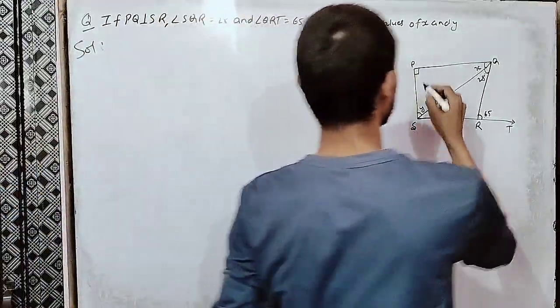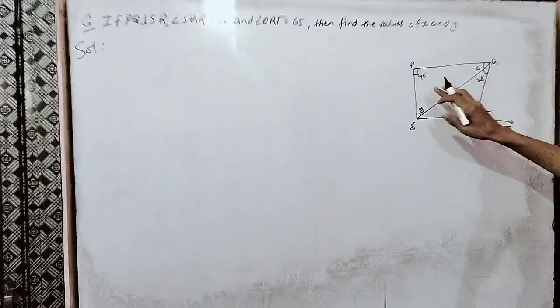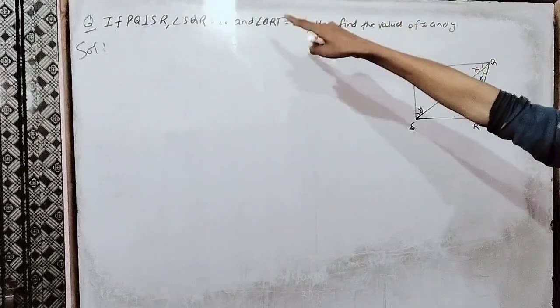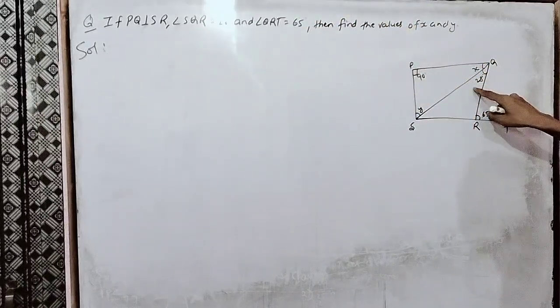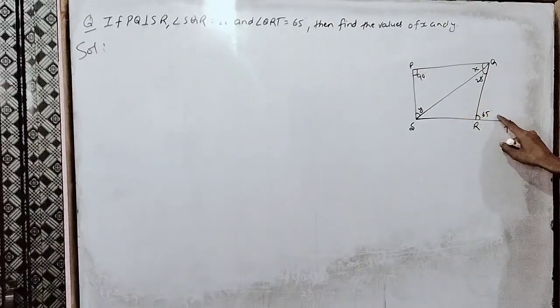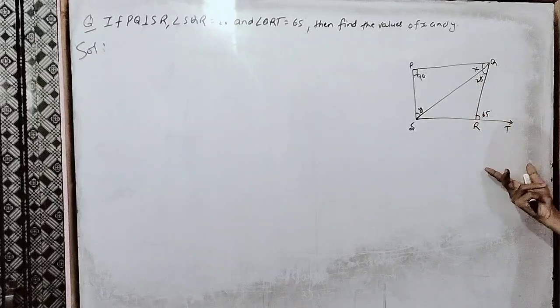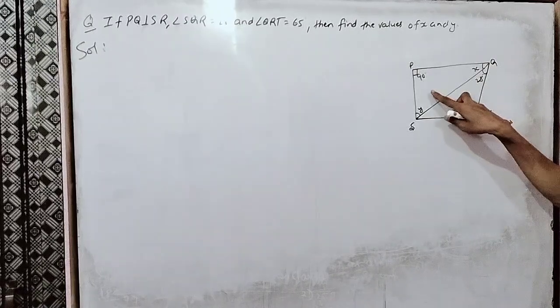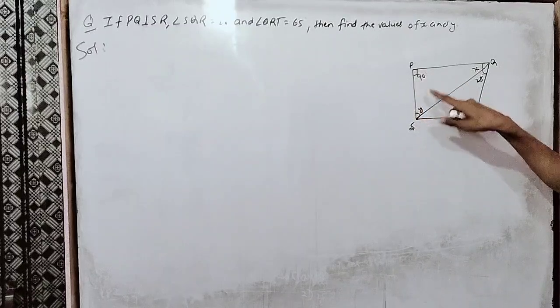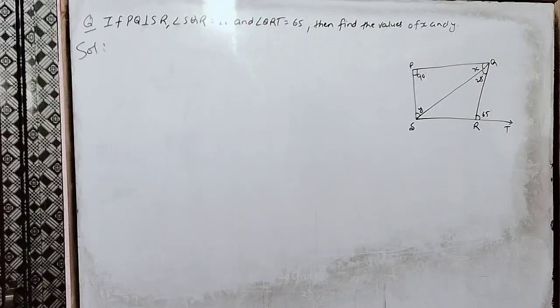So we can say this angle, angle P, is 90 degrees. SQR is 28. QRT is 65. Then find the values of X and Y. We have two triangles here: the first is PSQ and the second is SRQ.